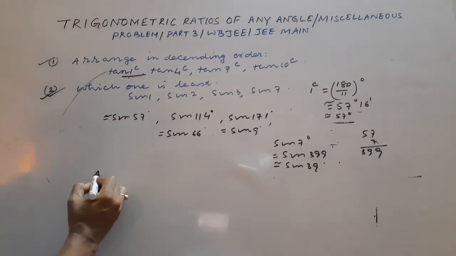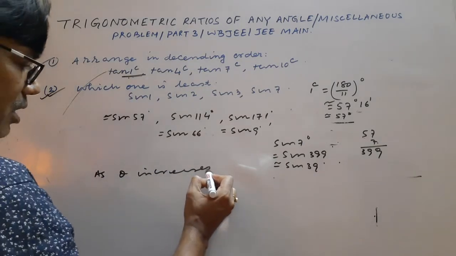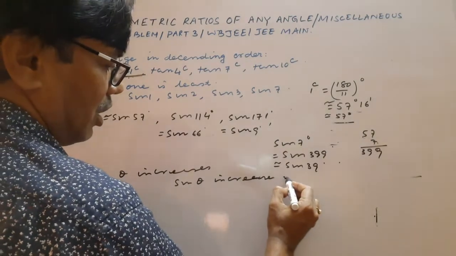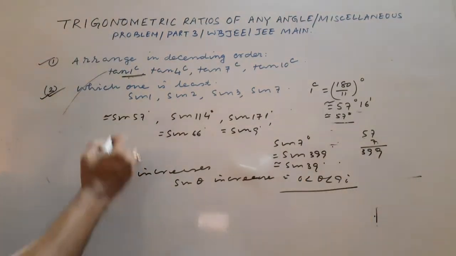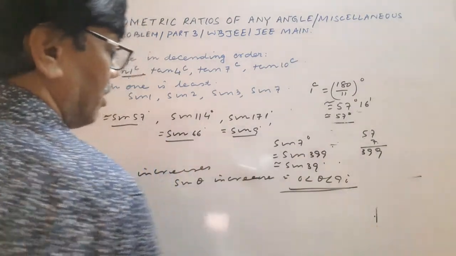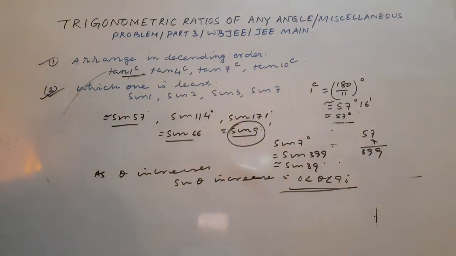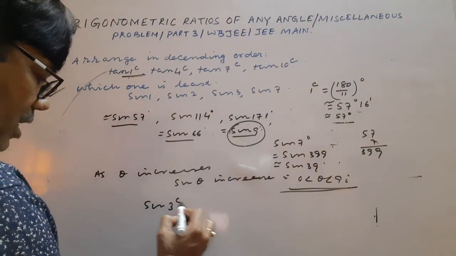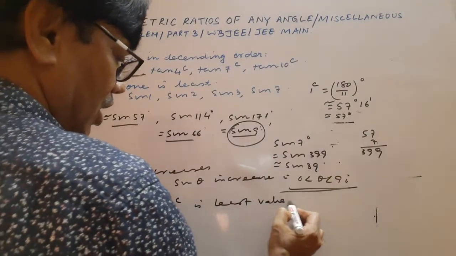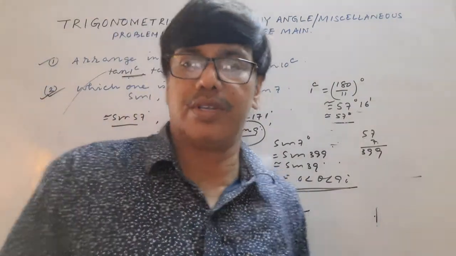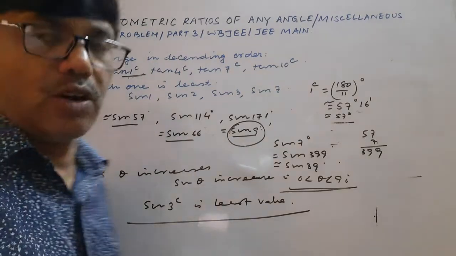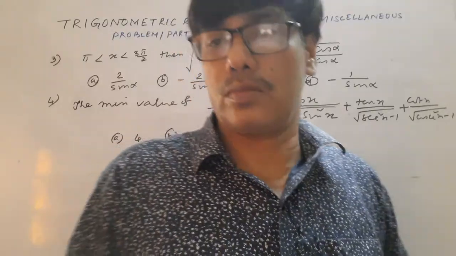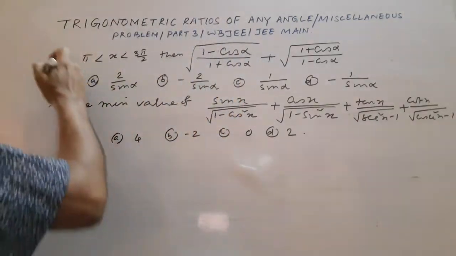So as theta increases, sine theta increases in 0 less than theta less than 90. So all are in the first quadrant, and sine 9 is the least. Which one is least? Sine 9, that is sine 171, that is sine 3 radian. So sine 3 radian is the least value. This is a very simple problem, but you should know the idea of quadrants and the relation between radian and degree.